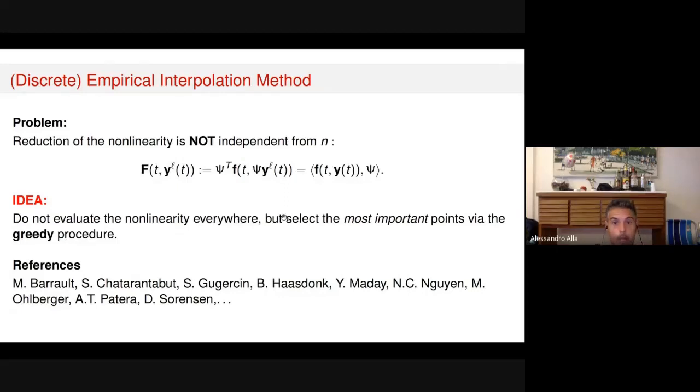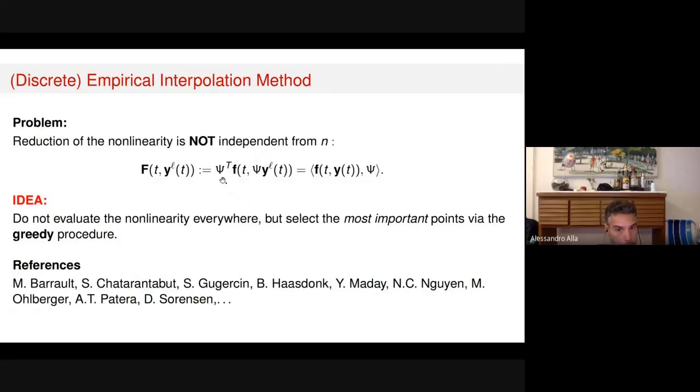Then, if you consider the nonlinear part, it is still not completely independent from the dimension of the problem. And what is the problem here? That we have to project back to the original dimension, evaluate the nonlinear part, and then project.